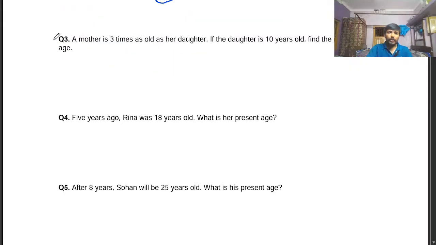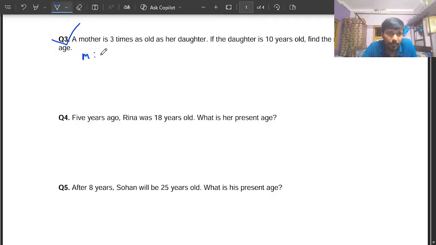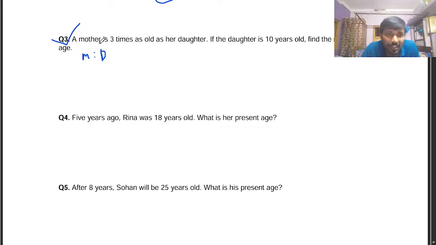Now we are moving to the third question. A mother is 3 times as old as her daughter. I'm representing mother with M and daughter with D. So a mother is 3 times as old as her daughter. If the daughter's age is X, then the mother's age is 3 times, that is 3X.